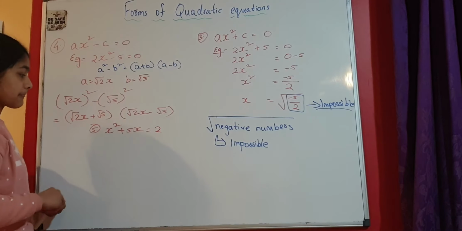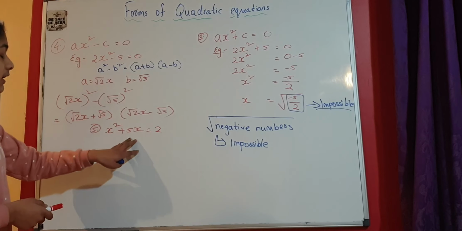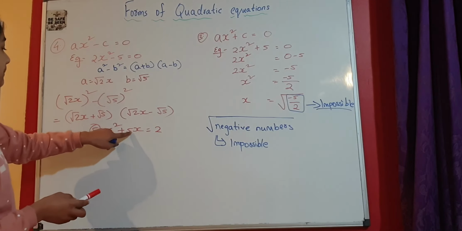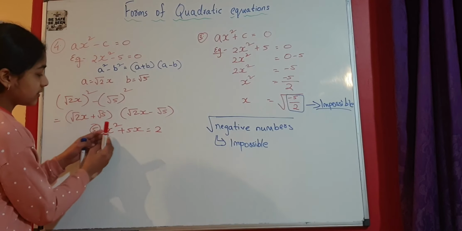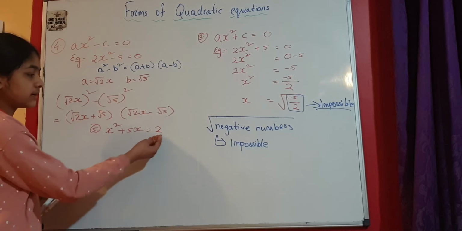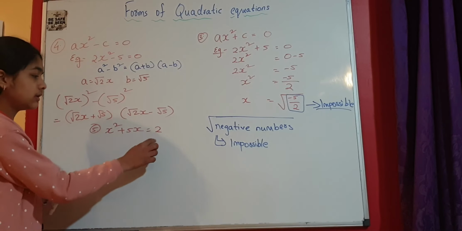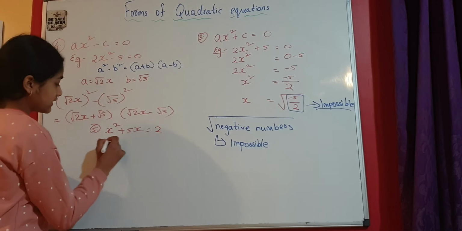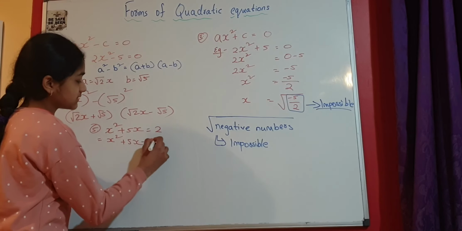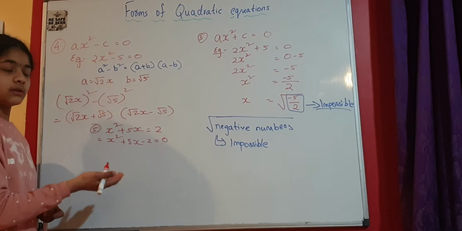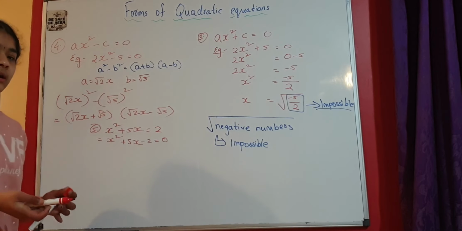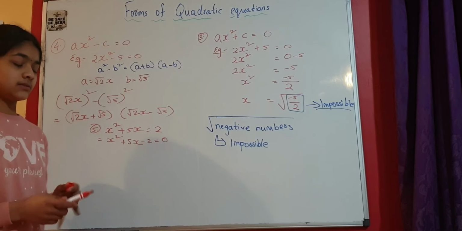Now it's not the same as before, where we had x square plus an x term equal to 0. We did not get 0 here. So what you need to do is the same thing again: x square plus 5x plus 2 minus 2 is equal to 0. Now you have the simple quadratic equation, and you can solve it by either the factorization method or the completing square method.